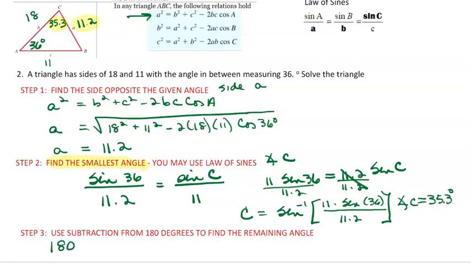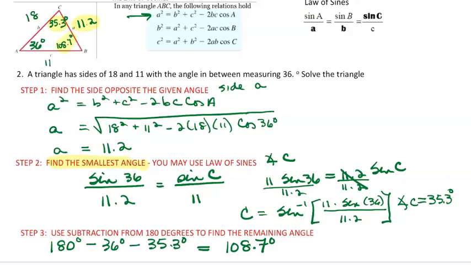And I'm going to say 180 degrees minus 36 degrees minus 35.3 degrees. And that's going to give me a value of 108.7 degrees, which is indeed across from the biggest side, so that makes sense. Okay, and highlight that. All right, so we've done two examples of side angle side.